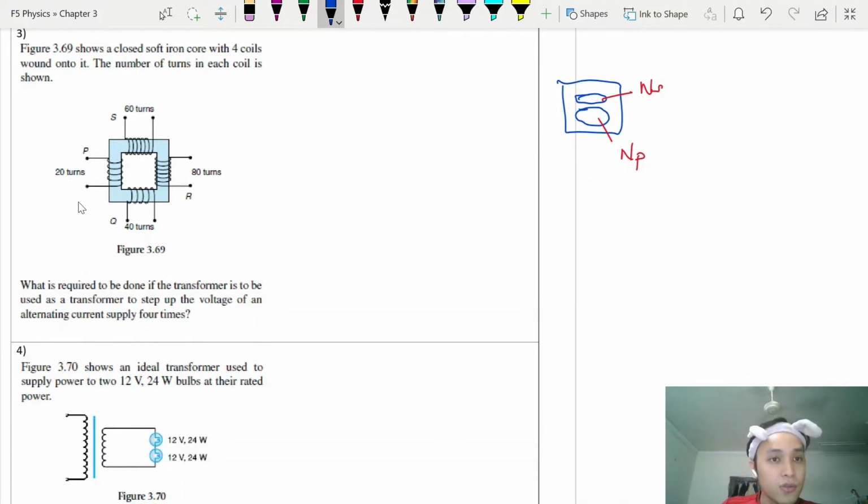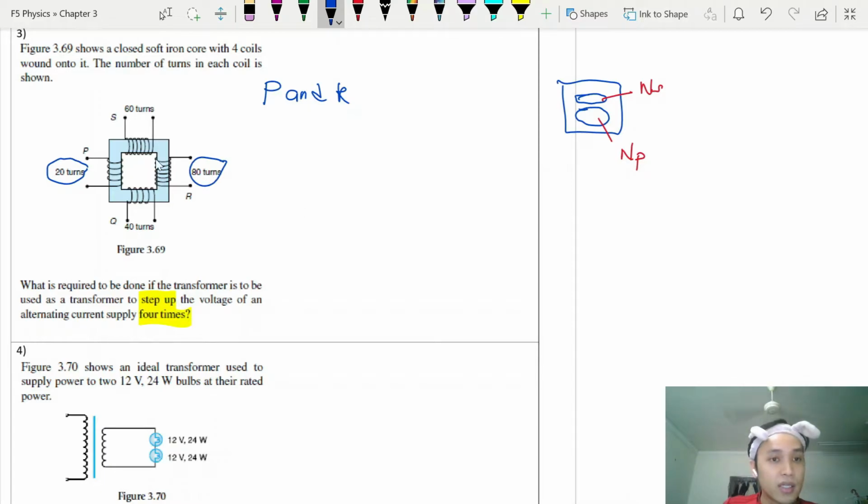Here, they show you 4 different arrangements. What is required to be done? If I want to step up the voltage 4 times, I highlight 2 things here: step up and 4 times. Step up means going from less to more turns, and the ratio must be 4. Based on this diagram, it's very obvious it's P and R, because here is 20 turns, here is 80 turns, so the ratio here is 4 times.